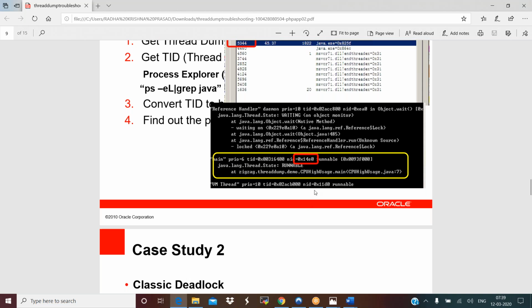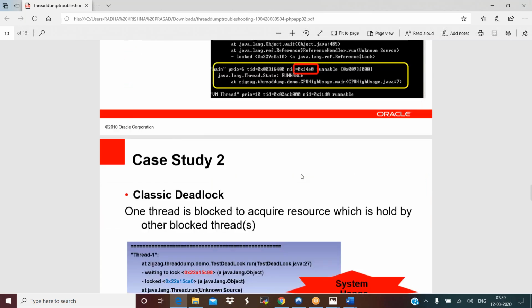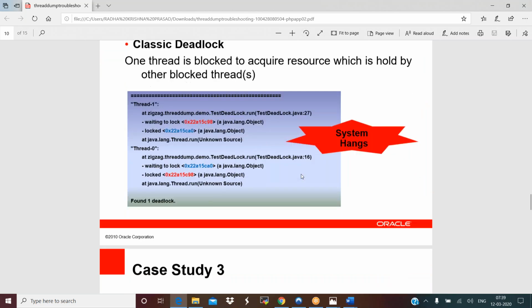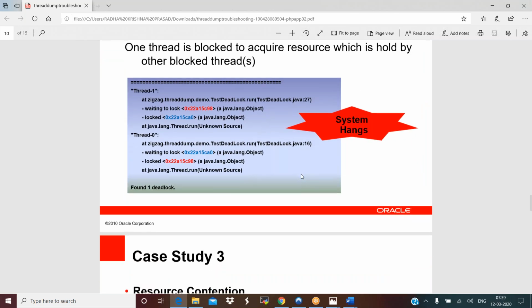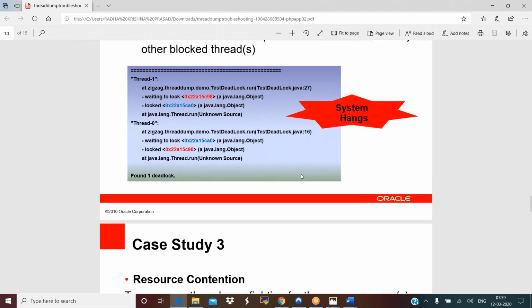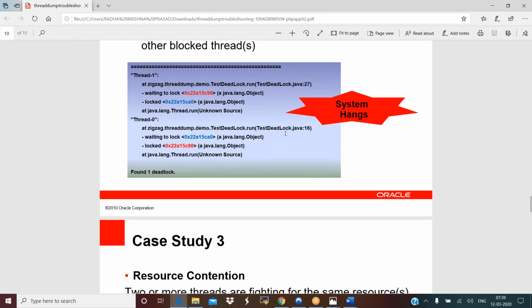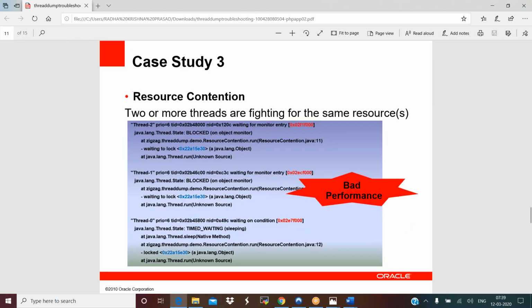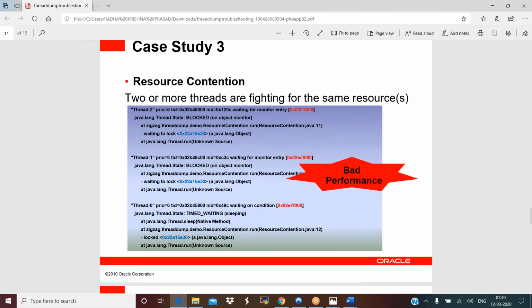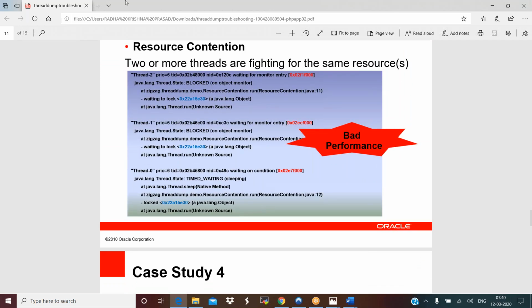See, it is saying that the state is runnable. And if you see zigzag.threadum.demo CPU high usage is the details here. Okay, the details are like this: test deadlock.java. And if you guys are aware, there is one site called Crunchify.